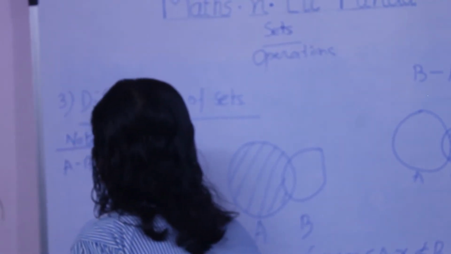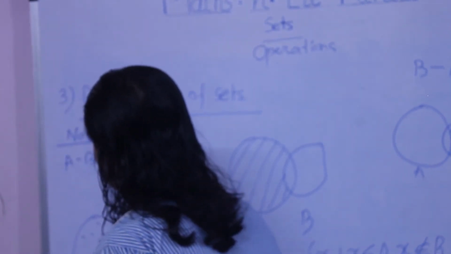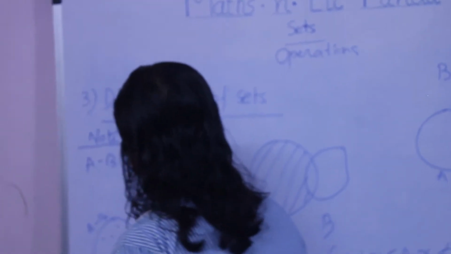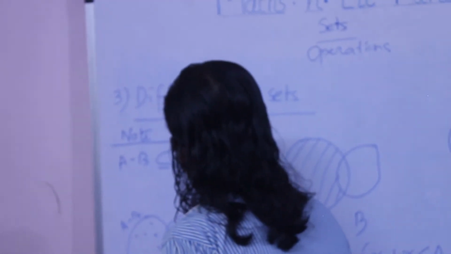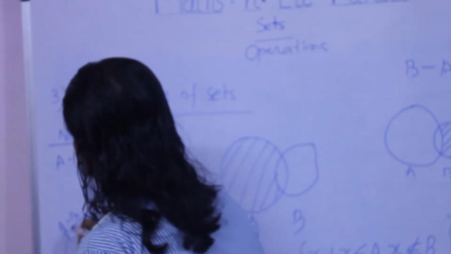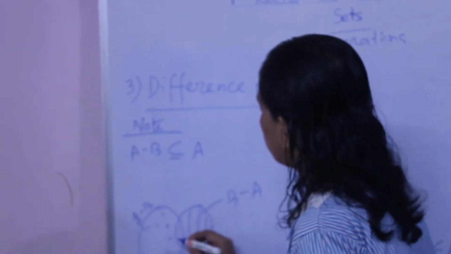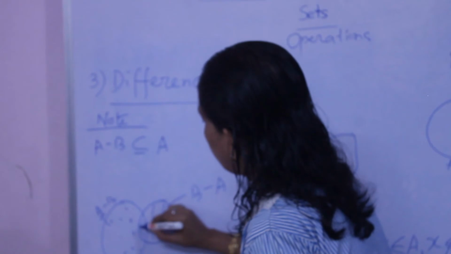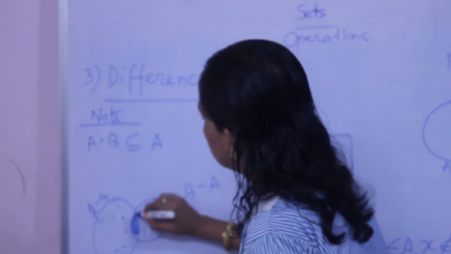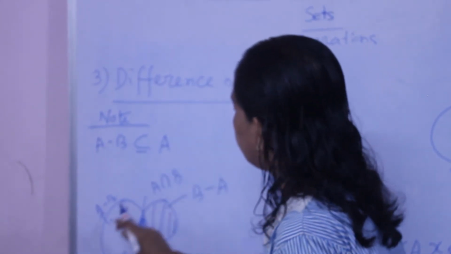This is set A, this is set B. So this part is A minus B. Okay? This part is B minus A. And this common portion is A intersection B. So three sets are here.